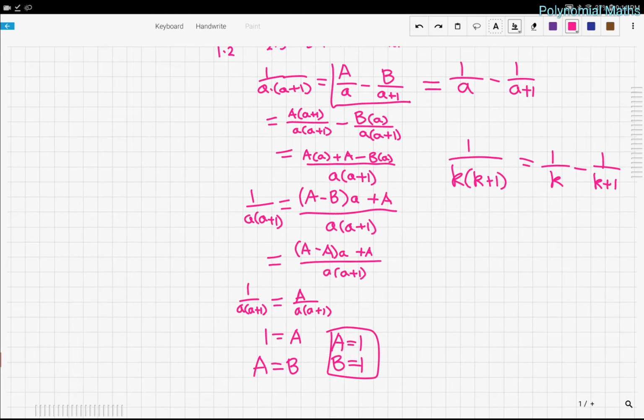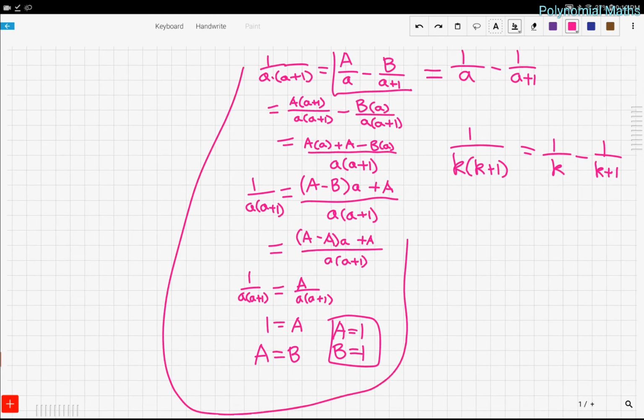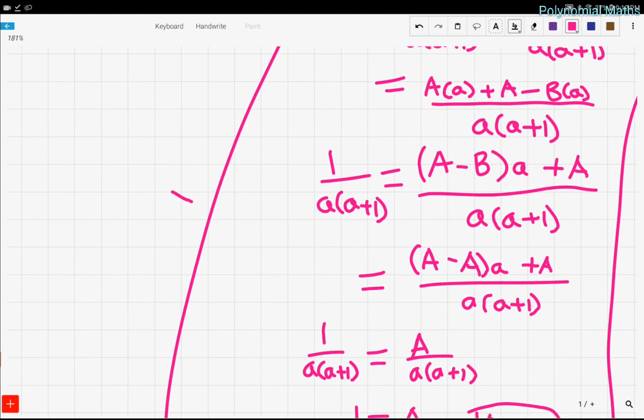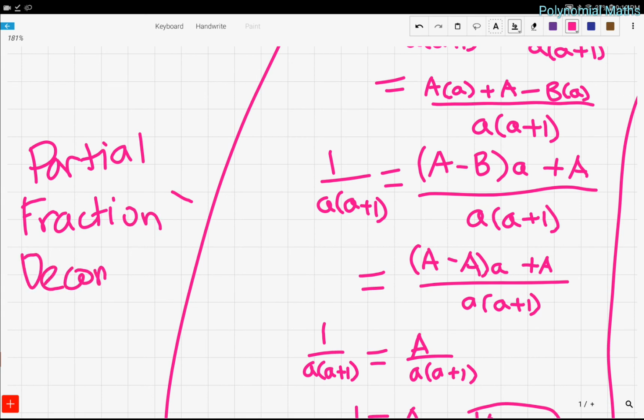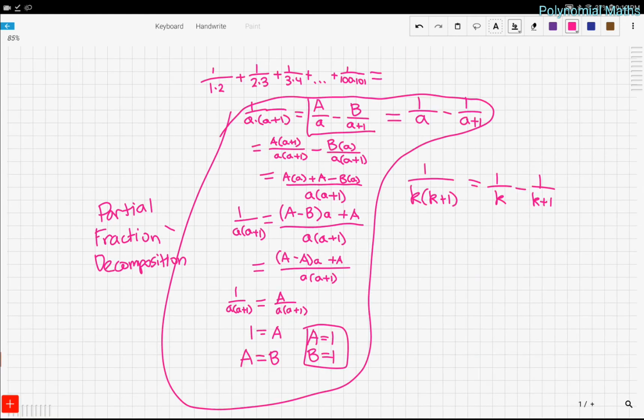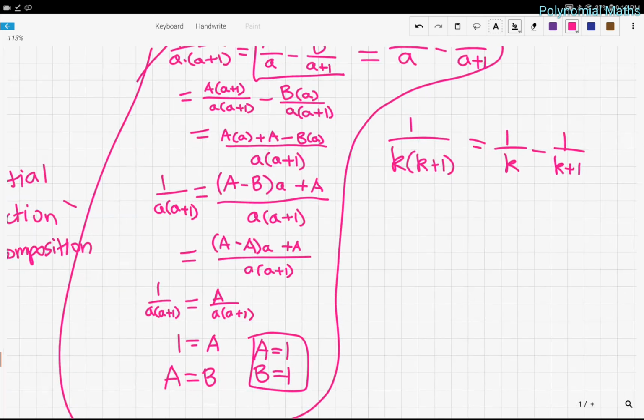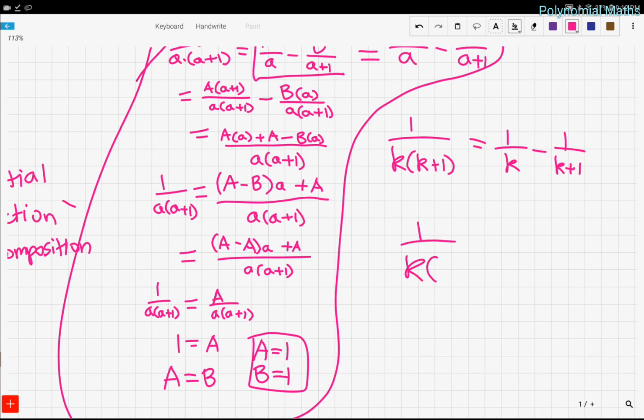And this whole process right here is known as partial fraction decomposition. And we did it with a very simple case. But you can try this out on all sorts of different stuff, including stuff like 1 over k times k plus 2. And you can go ahead and try that out. Maybe try to figure out what that is.